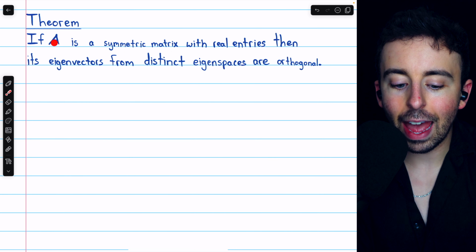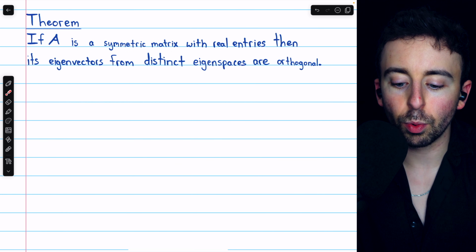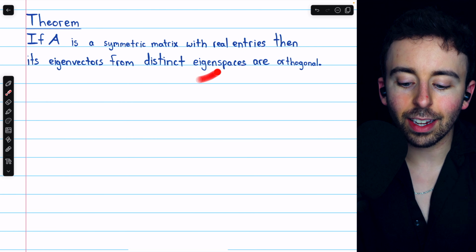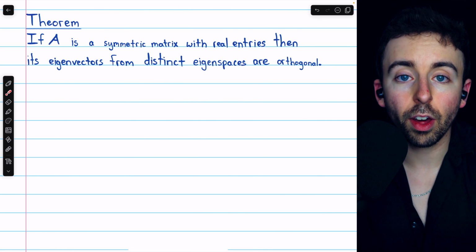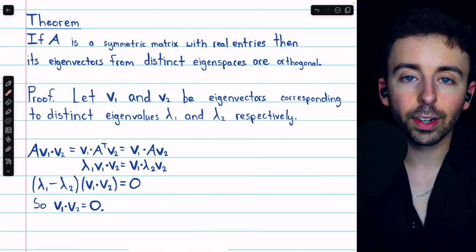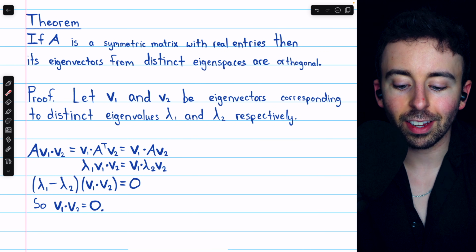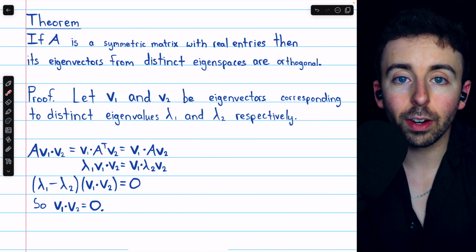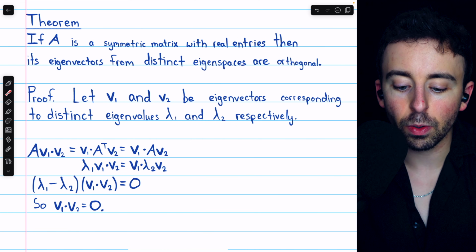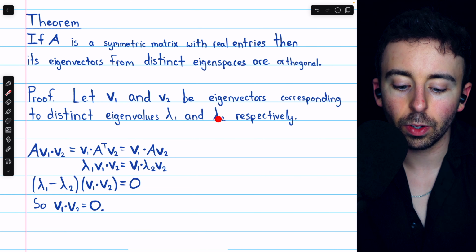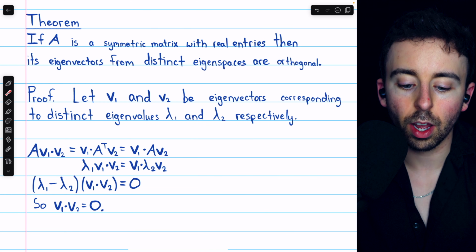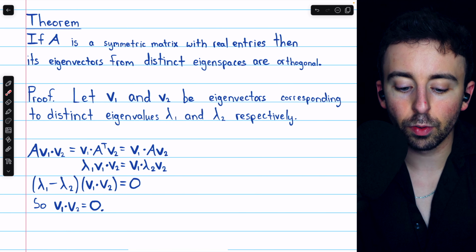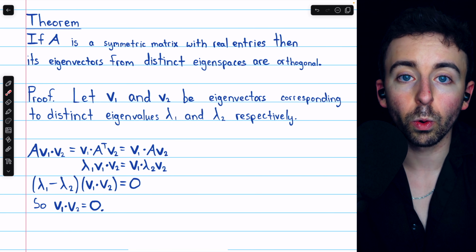It says if A is a symmetric matrix with real entries, then its eigenvectors from distinct eigenspaces are orthogonal. The proof is straightforward. Let's suppose our symmetric matrix A has eigenvectors v1 and v2 corresponding to the distinct eigenvalues lambda 1 and lambda 2. Hence, v1 and v2 come from distinct eigenspaces. Thus, it's our goal to prove that v1 and v2 are orthogonal.